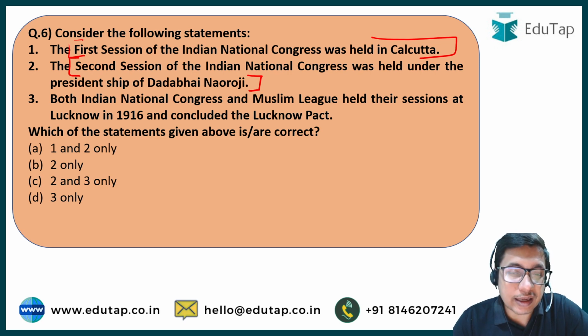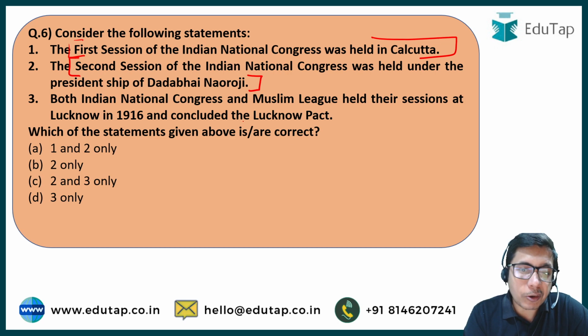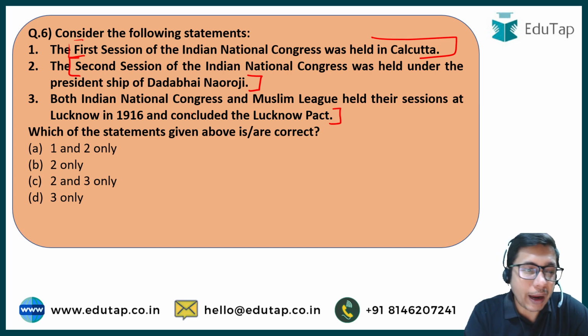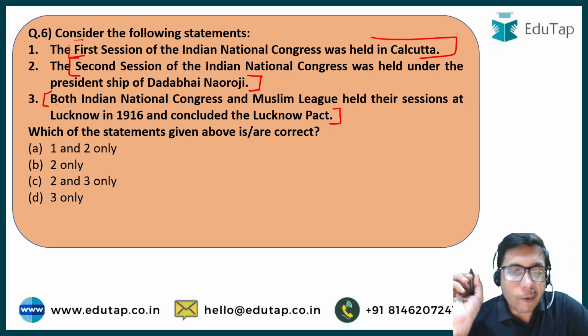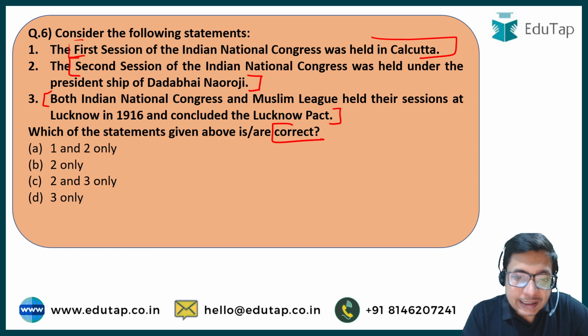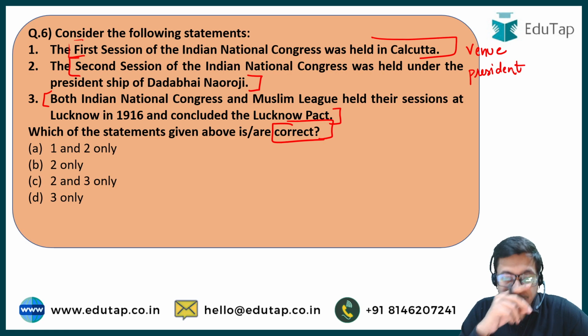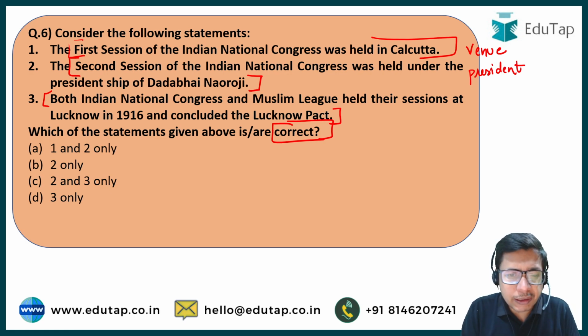The third statement says both Indian National Congress and Muslim League held their sessions at Lucknow in 1916 and concluded the Lucknow Pact. So now you have to identify the correct statements out of these three. In the first statement, the venue is being tested. In the second statement, the president of the second session is being tested. And in the third statement, what happened before the Lucknow Pact in 1916 is being tested.